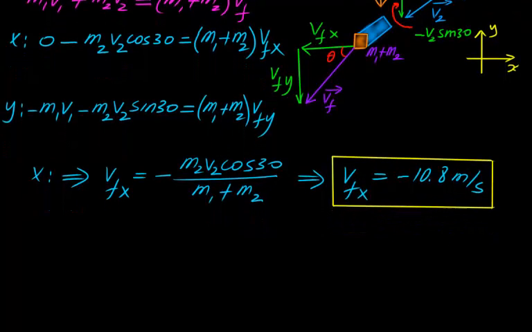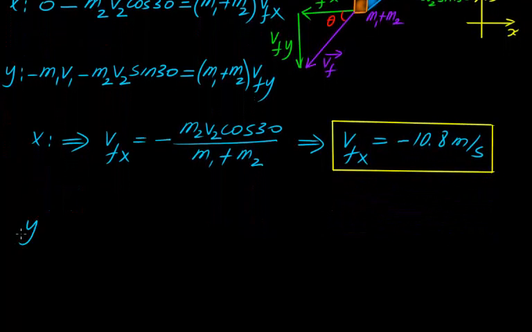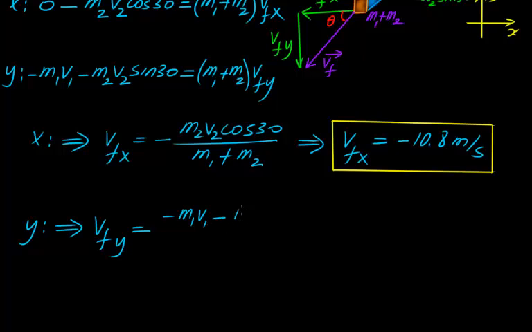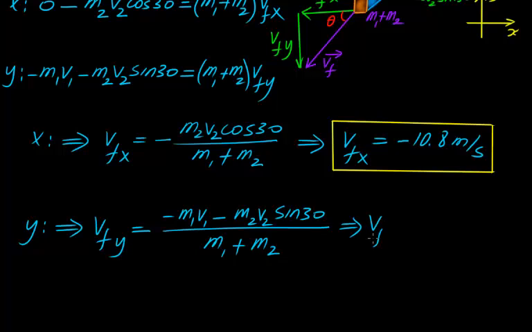The y component also can help us solve for the v final y. V final y equals negative m1 times v1 minus m2 v2 sine the angle 30 divided by m1 plus m2. Solving for v final y, we obtain negative 15.6 meters per second.